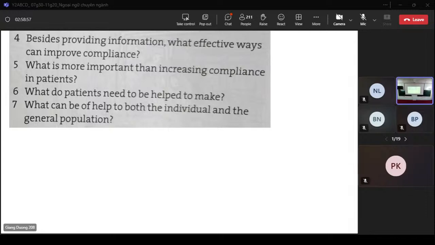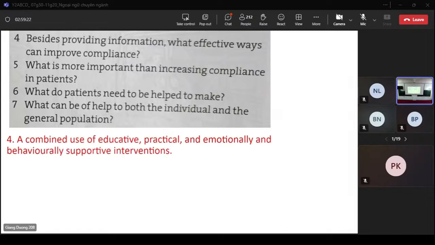Question 4. Providing information. The next paragraph after the points. Ngoài cung cấp thông tin về thuốc thì effective ways, effective methods. They involve educative, practical, emotionally, and behavioral supportive interventions. The first sentence of the next paragraph. Các bạn thấy chưa?